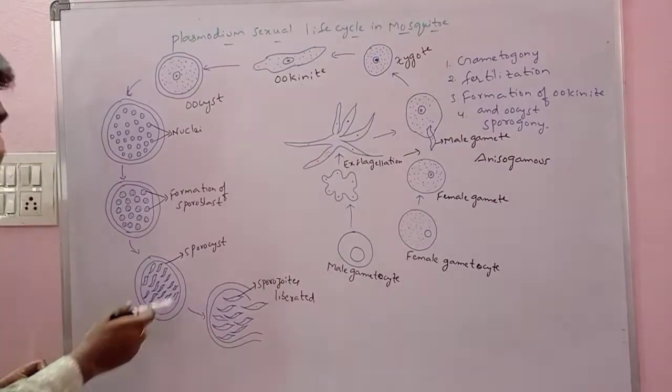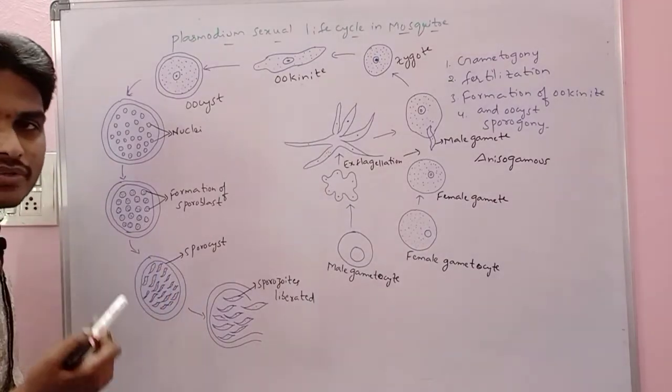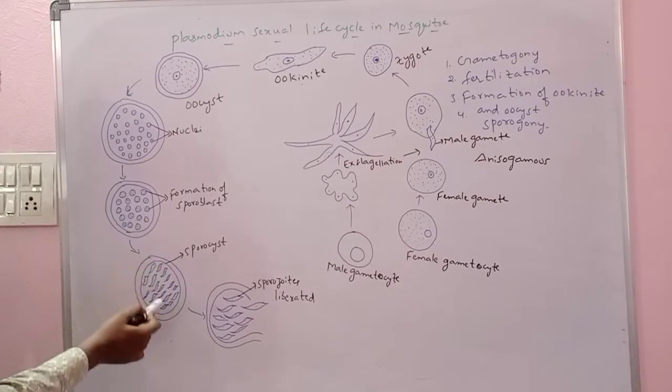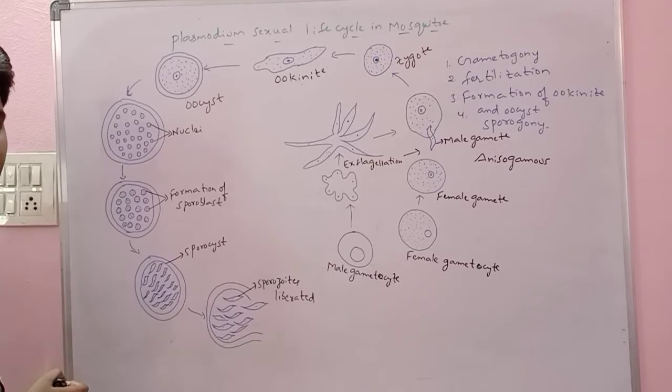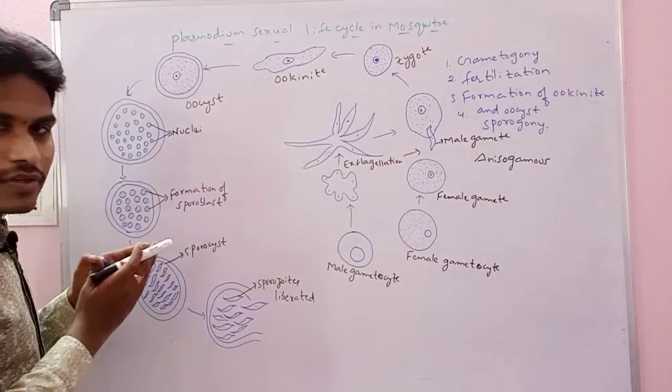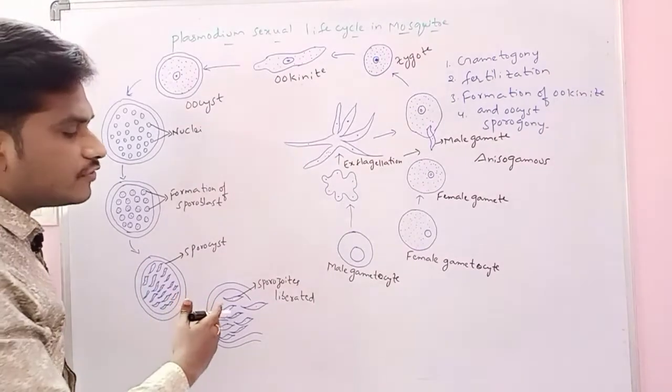The next step: sporocyst we are saying. What is a sporocyst? The complete structure consisting of sickle-shaped sporozoites in it we are calling a sporocyst. After the sporocyst, what is happening? Whenever the sporocyst wall ruptures, the sporozoites will be liberated outside.